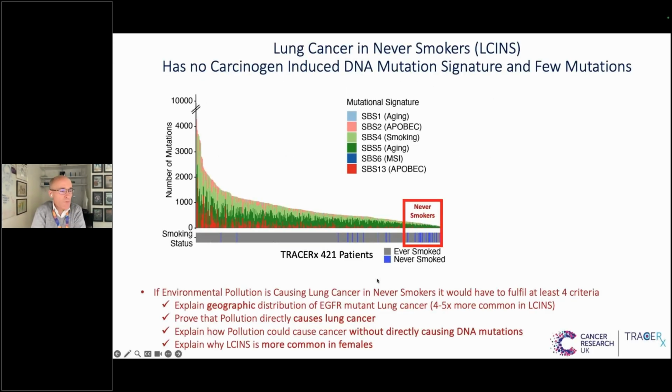So about 7 or 8 years ago, when we set out on this path and this project, we reasoned that if environmental air pollution was a cause of lung cancer in never smokers, it would have to fulfill 4 criteria. Firstly, it would have to explain the geographical distribution of the disease. Secondly, it would have to prove that pollution directly causes lung cancer, and if so, how it could cause cancer without directly causing DNA mutations. And finally, we'd have to explain why cancer in never smokers is more common in females, something that I won't have time to talk about today, but we could discuss at the Q&A.